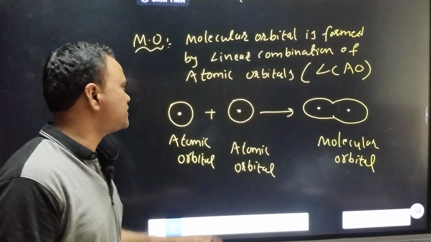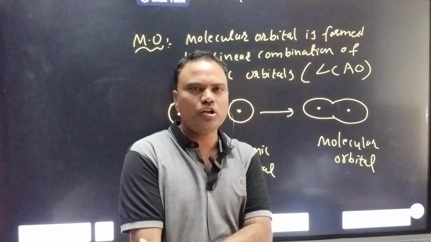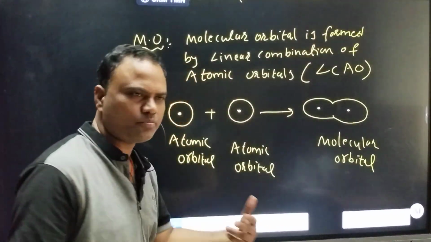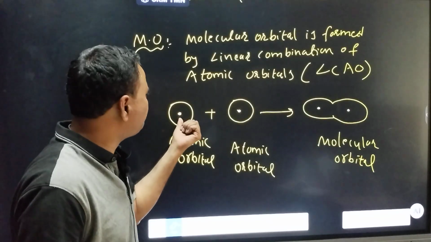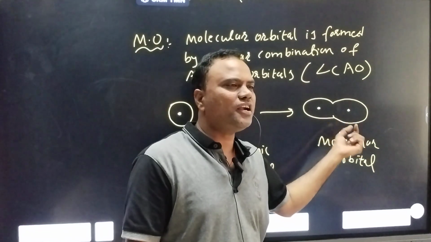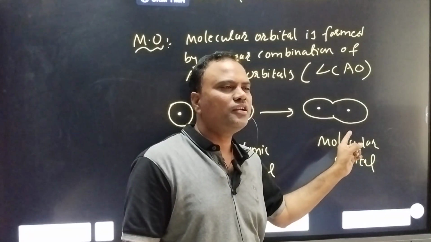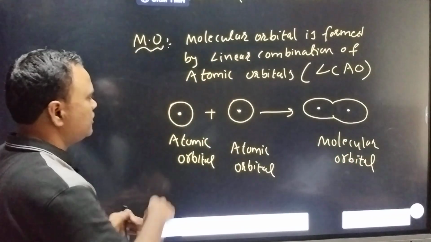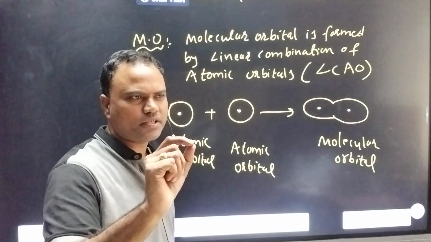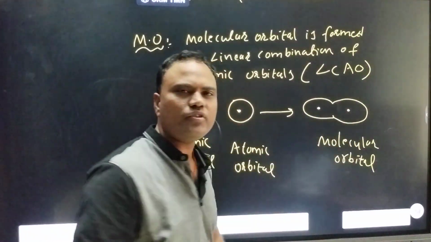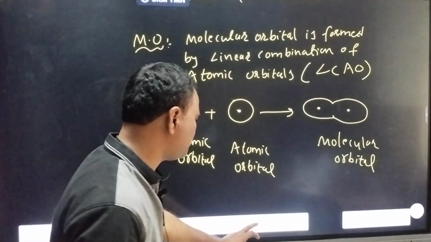Atomic orbital is monocentric, one center is present. Molecular orbital is dicentric or bicentric or polycentric. Write those points only. Here, the electron is influenced by one nucleus. Here, the electron is influenced by how many nuclei? Two nuclei. Got it? This is one atom, now one nucleus is present. So the electron is influenced by one nucleus. Here the electron is influenced by two nuclei. Write that point.